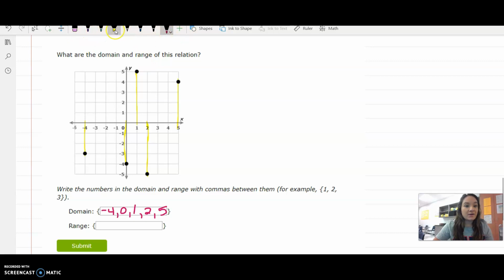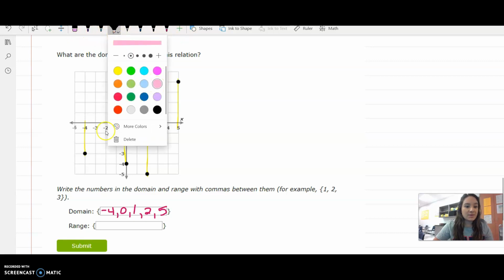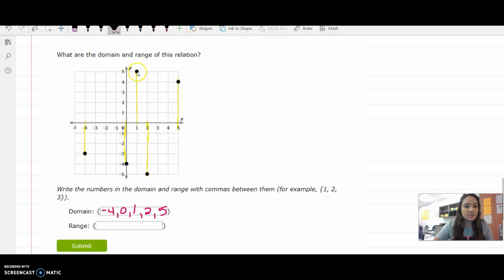Now for my y values, let me use my yellow highlighter, or my pink highlighter. Let's check it out. 5, 4, -3, -4, -5. So 5, 4, -3, -4, -5. Now, if the highlighters confuse you, let's look at it a different way.